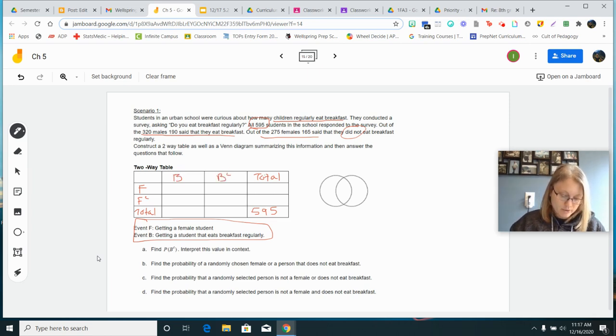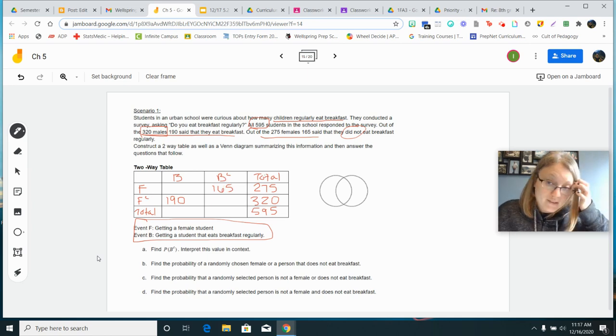So then we have to look at our numbers and start putting some things in. So it says 320 males. So those are the not females. So if there's 320 males total, that's going to be the total of that not female or male row. 190 said that they eat breakfast. So 190 of those males will fit in that column, the first column for eating breakfast. Out of the 275 females, so that's that row total, 165 said they don't eat breakfast.